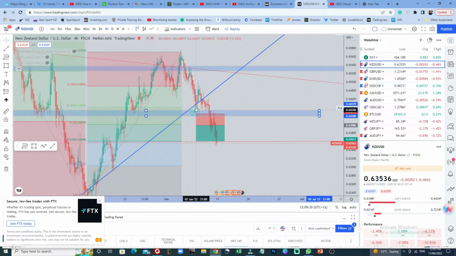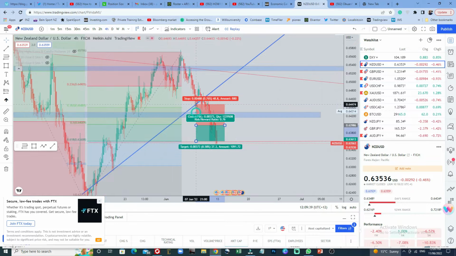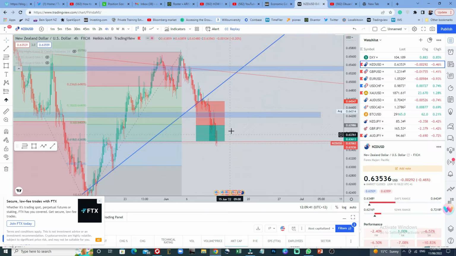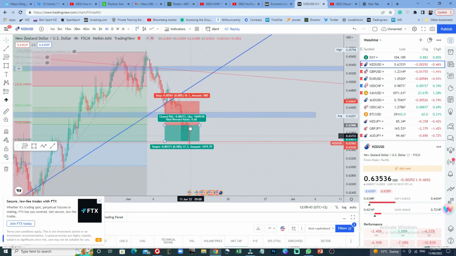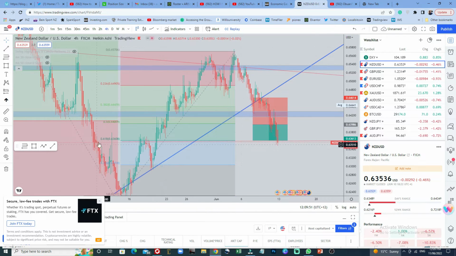My stop loss was somewhere. I didn't actually put a stop loss, because I wanted to see how the market reacts. So my stop loss was actually open. Let me just put it here. I only put my take profit at 0.61. It came down and melted in profit.